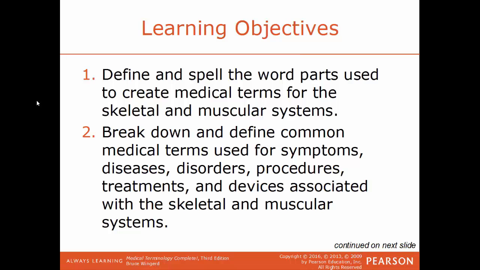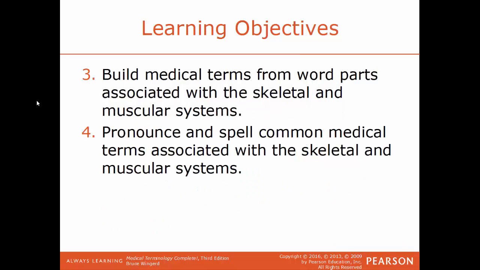Define and spell the word parts used to create medical terms for the skeletal and muscular systems. Break down and define common medical terms used for symptoms, diseases, disorders, procedures, treatments, and devices associated with skeletal and muscular systems. Build medical terms from word parts associated with the skeletal and muscular systems. And lastly, pronounce and spell common medical terms associated with the skeletal and muscular systems.